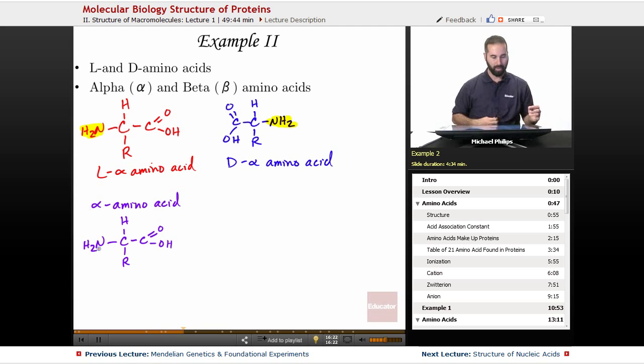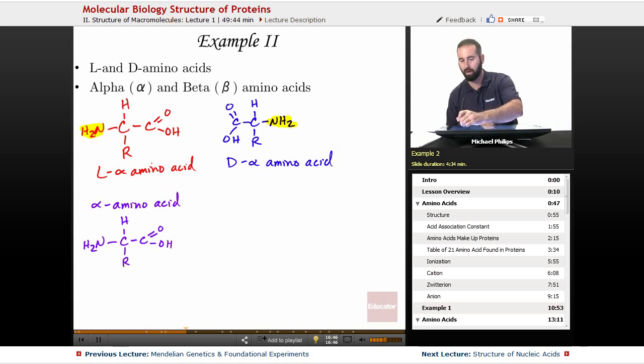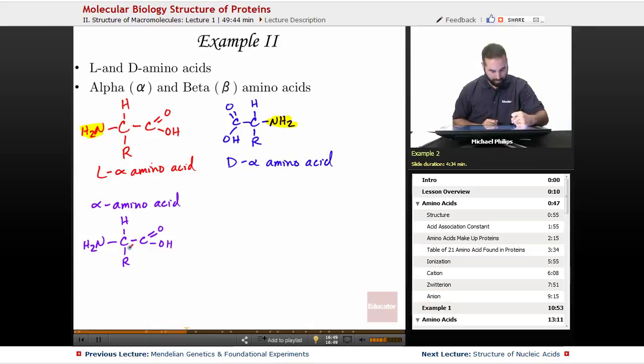Okay. So, what makes this alpha? You're looking at where this NH2 group is connected. This NH2 group is connected to the carbon that is connected to the carboxylic acid group. So the way that we count, we find our carboxylic acid group, and we find the carbon that's attached to it, and we call that carbon the alpha carbon. Okay? And therefore, we have the NH2 group attached to that carbon, being the alpha carbon.